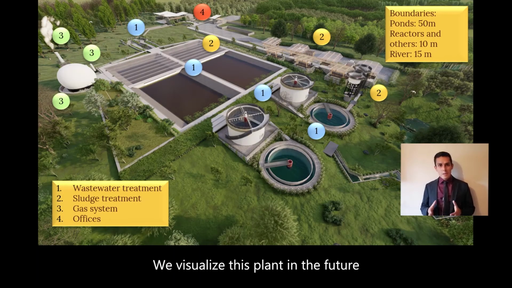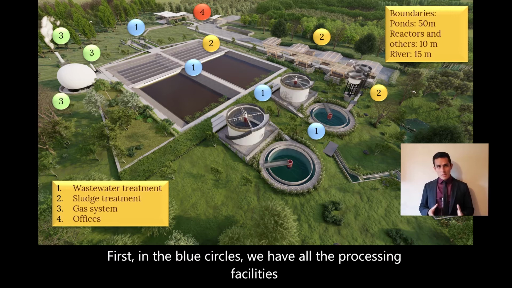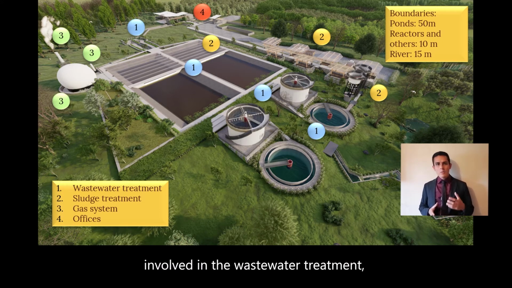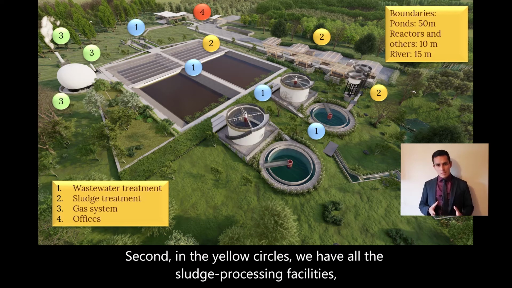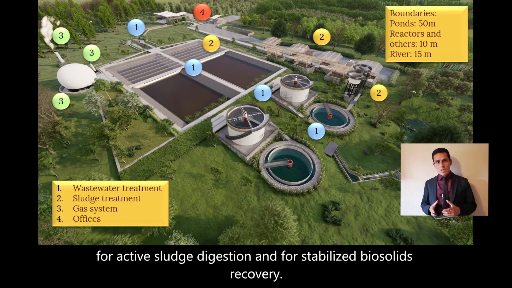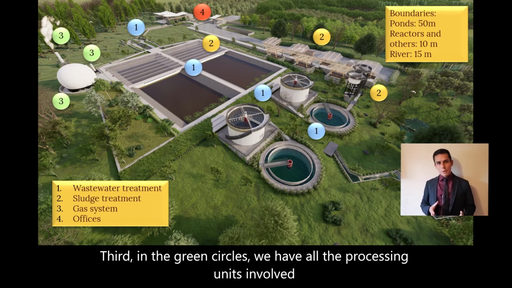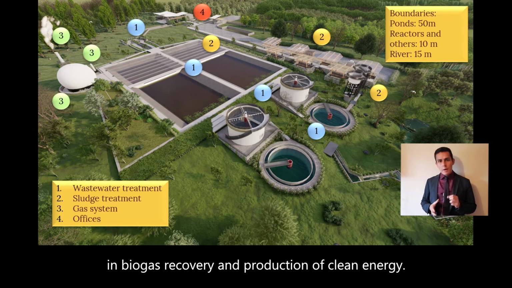We visualize this plant in the future. First, in the blue circles, we have all the processing facilities involved in the wastewater treatment in order to achieve acceptable effluent characteristics prior to being dumped into the river. Second, in the yellow circles, we have all the sludge processing facilities for active sludge digestion and for stabilized biosolid recovery. Third, in the green circles, we have all the processing units involved in the biogas recovery and production of clean energy.